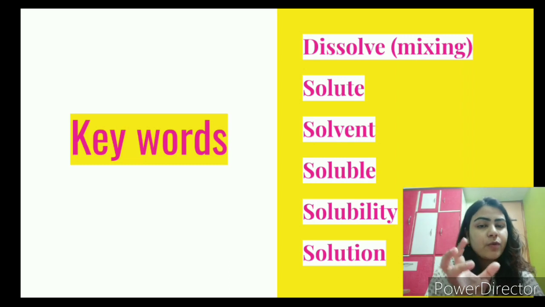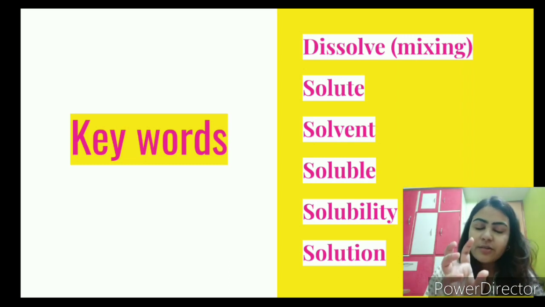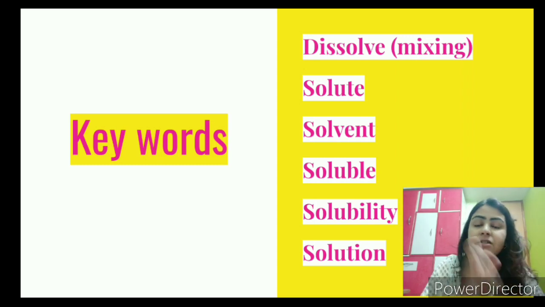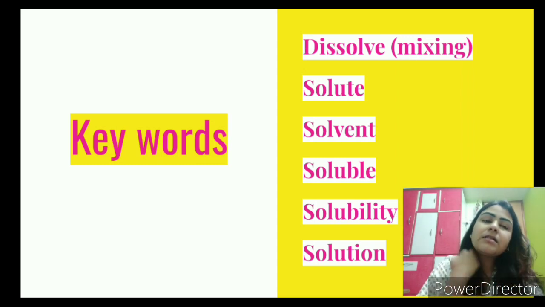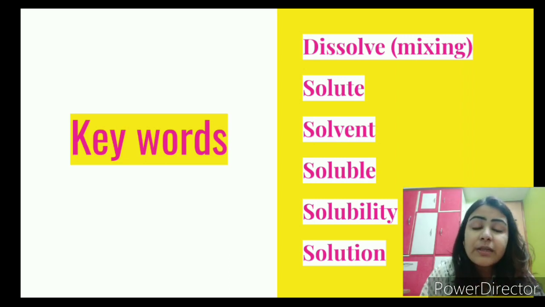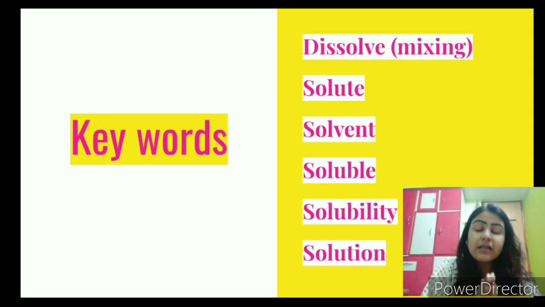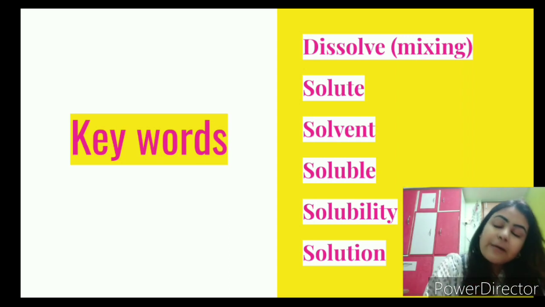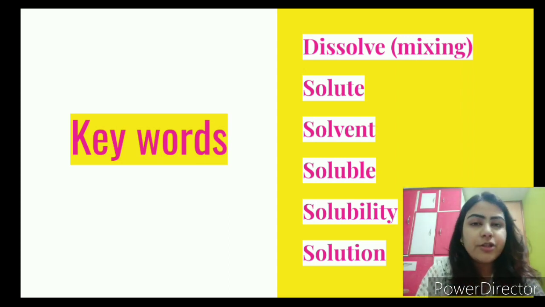Okay. Solute is what? Solute is a substance which gets mixed. Solvent is the liquid in which the solute gets mixed. Soluble is those substances which can mix. Insoluble is those substances which cannot mix. And what is solubility? Solubility is the capacity of a solute to mix or to dissolve in a solvent. And next we have solution.